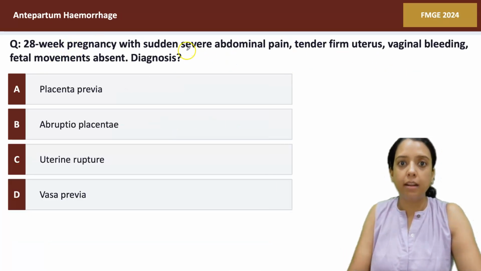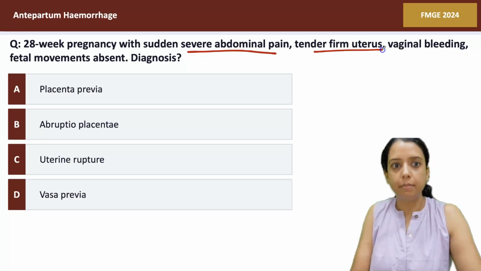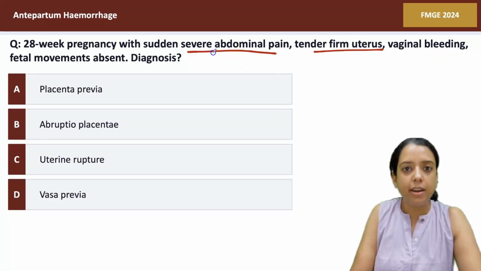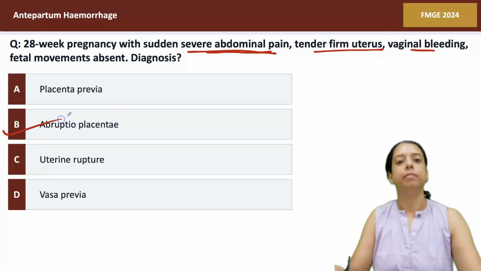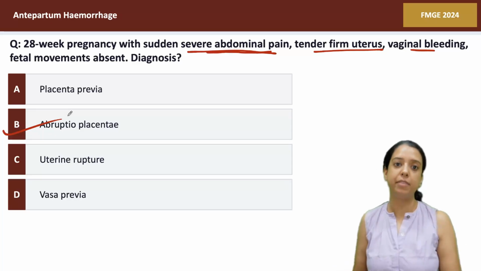A 28-week pregnancy with sudden severe pain, tender uterus and bleeding. Whenever it is pain with bleeding, it is abruption. If it is painless bleeding, it is placenta previa.